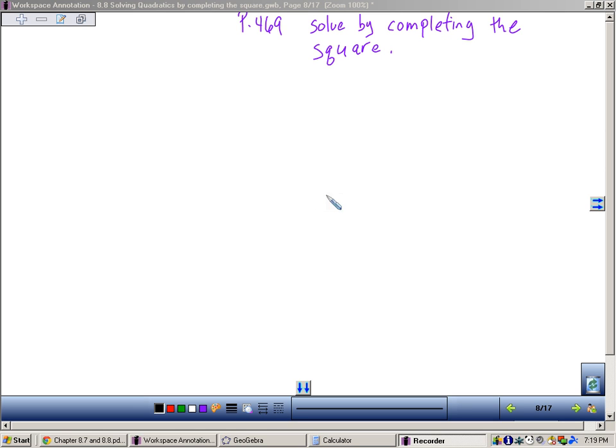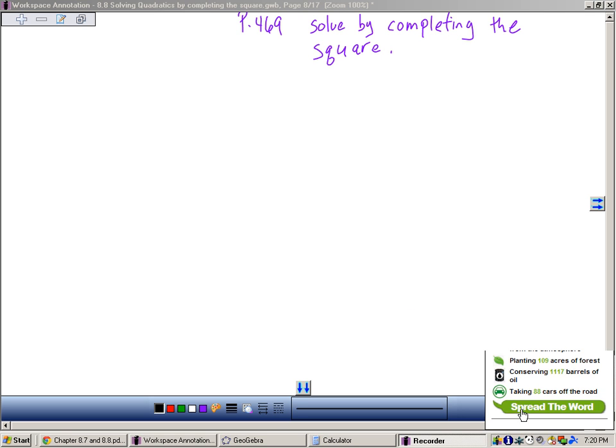We are now going to look at more questions from section 8.8, solve by completing the square. We're looking at page 469, so let's begin.